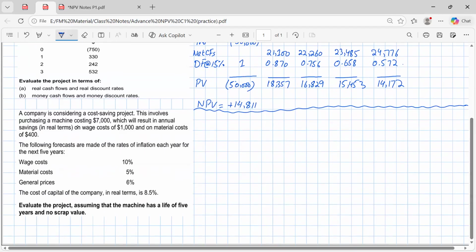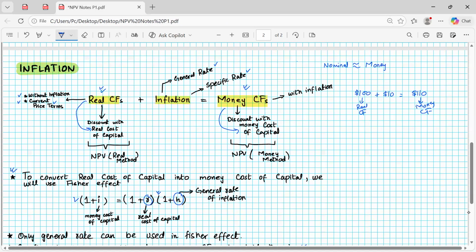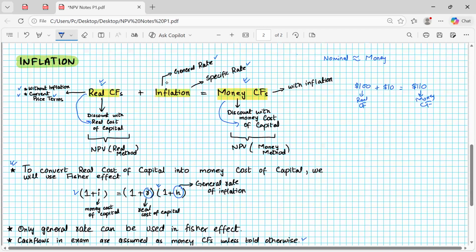Okay. Now the last question of today's class, and before that I'm going to go to the notes again. I have told you that there are two rates of inflation. One is the general rate and the second is the specific rate. General rate means which is applicable as a whole. Like in the first question we used the inflation rate on the net cash flows. Net cash flows means that sales, variable cost, fixed cost, tax, everything is already adjusted, right?